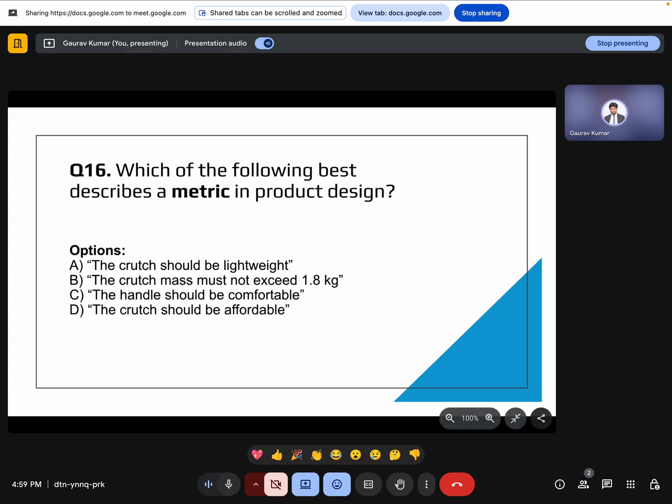Next is question number 16. Which of the following best describes a metric in product design? The crutch should be lightweight. The crutch mass must not exceed 1.8 kg. The handle should be comfortable, or the crutch should be affordable. What will be the right answer?